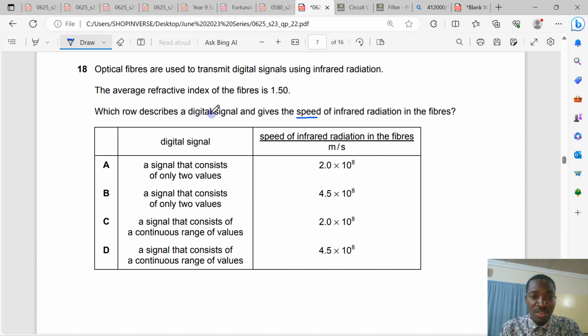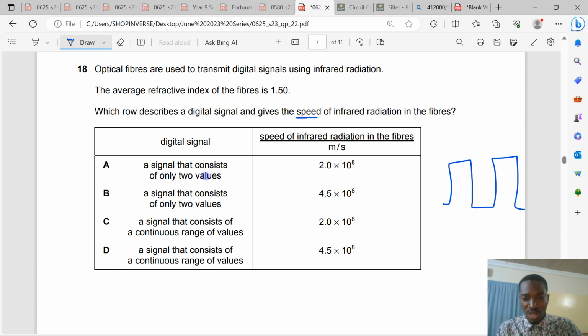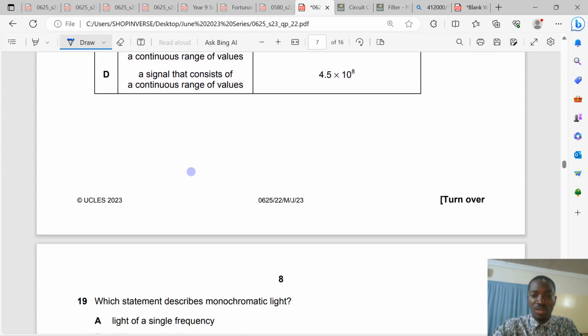Then digital signal. What is a digital signal? A signal that consists of only two values. Digital signals are either 1 or 0, on or off, true or false. That's what you mean when you say digital. So a digital signal consists of only two values. So that makes option A the correct answer: correct speed, correct response for digital signal.